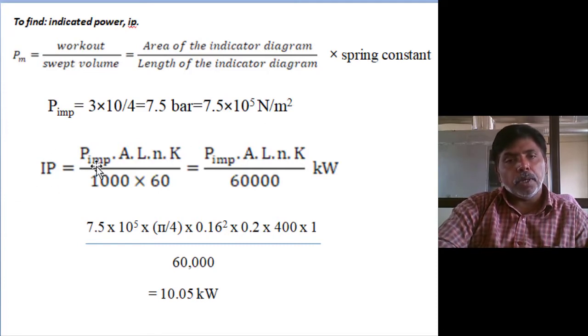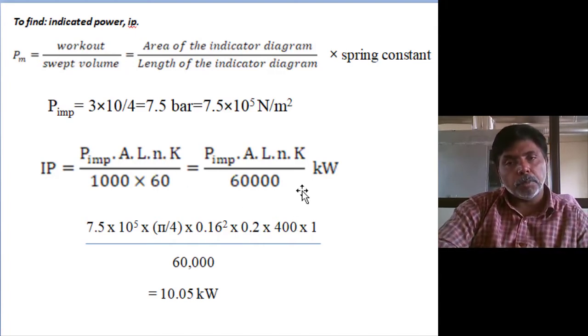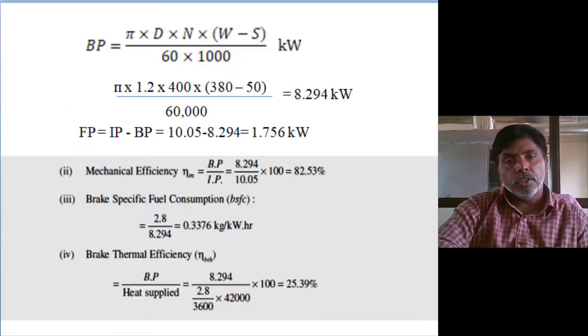Then indicated power: indicated mean effective pressure 7.5 into 10 power 5 newtons per meter square, area pi by 4 D square, and length 0.2, and number of power strokes 400. Why? Because it is a two-stroke engine, so RPM equals number of power strokes, and number of cylinders 1, divided by 60,000. The indicated power is 10.05 kilowatts.